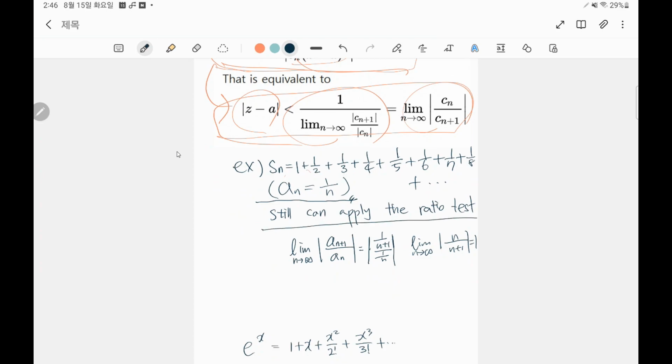So let's do the ratio test of this series here. And you get the n plus 1 term is 1 over n plus 1, right? Here.